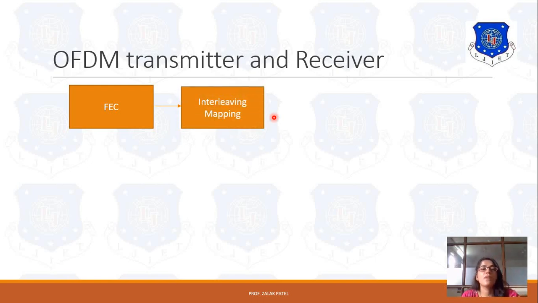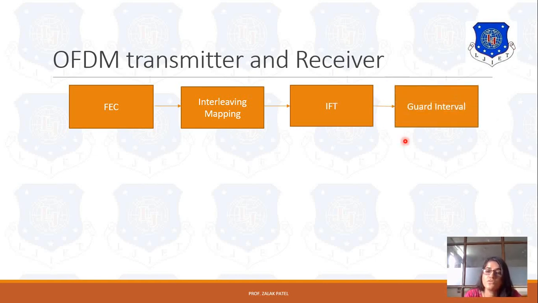Then interleaving and mapping. The role of the interleaver is to convert the random errors into burst form, means the random errors that remain after the FEC, forward error corrector block, are then converted into burst form. Once the data is converted into burst form, it is passed to the inverse Fourier transform block. The inverse Fourier transform will separate each component, and then it is given to the guard interval.